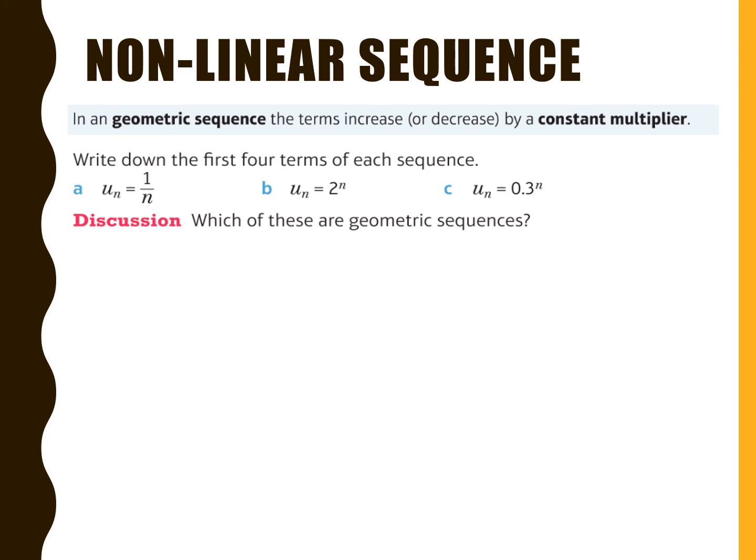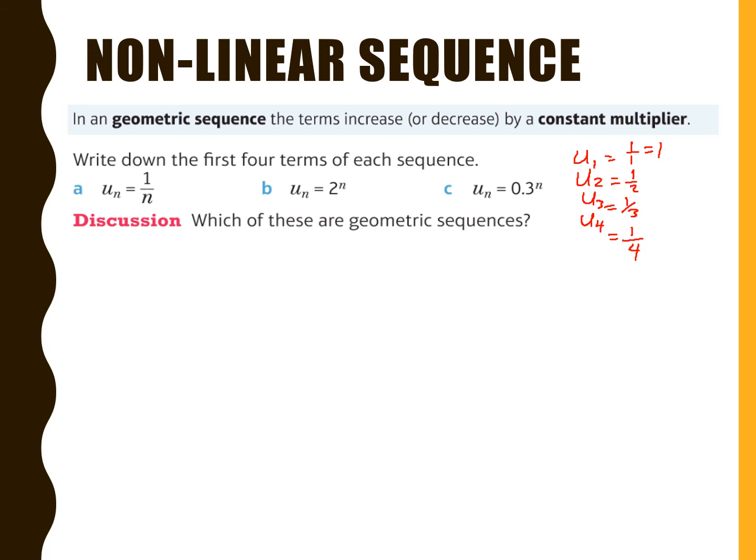If I was to do this example with you, so the first term, second, third, and fourth, this would be 1 over 1, which is 1. This is 1 over 2, 1 over 3, 1 over 4. Okay? And then it says which of these are geometric sequences. So check them. If you were to write this down, is there a constant multiplier?